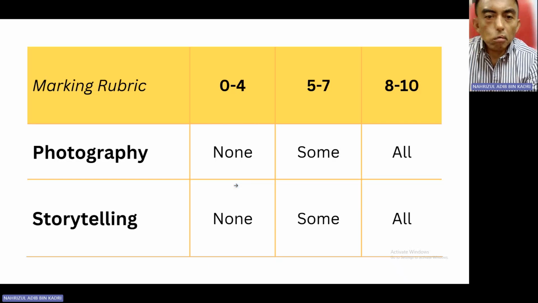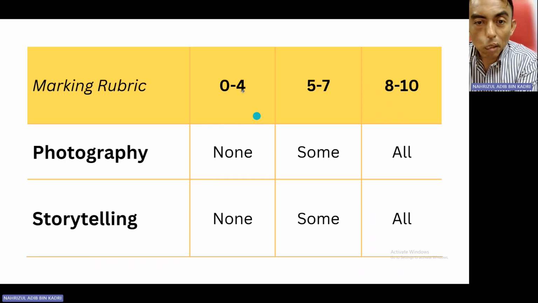The photography, when I say none, means none of the photos are using any composition techniques. You just take photos as you see fit. You saw something nice, you take photo, without any thoughts on cropping or changing the color or anything. Okay. If you've done nothing of that, I might give you 0 to 4 marks for photography.